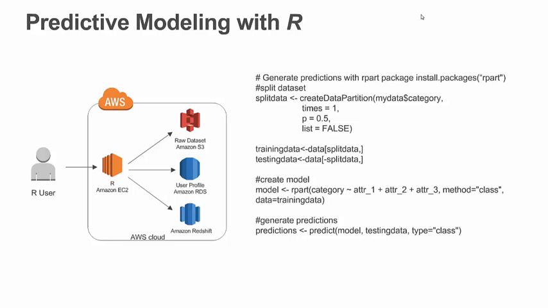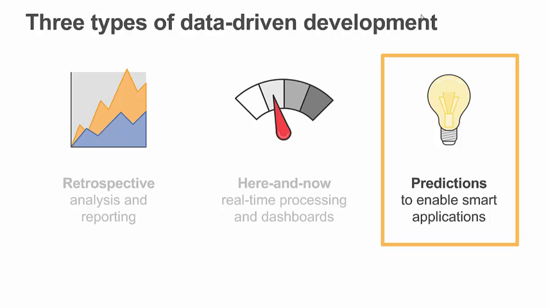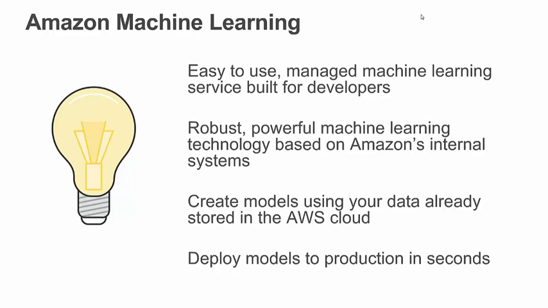And you can do more with R. Once you have a reference to your data in Redshift, you can use a number of R packages to do predictive modeling, like in this example. So now that we've seen how Redshift is evolving to handle more sophisticated data science use cases, let's dive deeper into how you can build smart applications with Amazon Machine Learning.